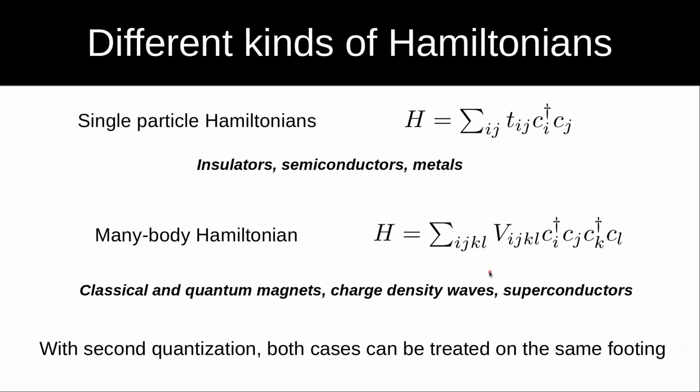What is most important is that this way of writing these Hamiltonians with the field operators is a formalism that allows us simultaneously to capture both single particle and many-body physics. And this type of Hamiltonian is called a second quantized Hamiltonian. And the operators C and C dagger are the field operators of the fermion, the second quantization operators of the electrons.